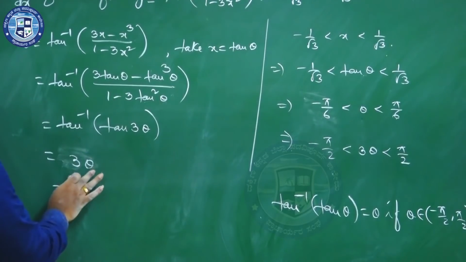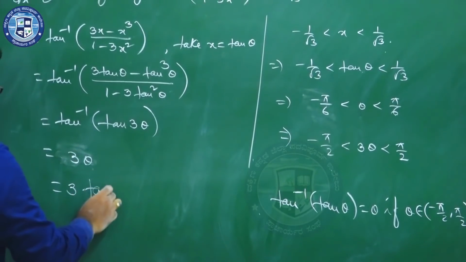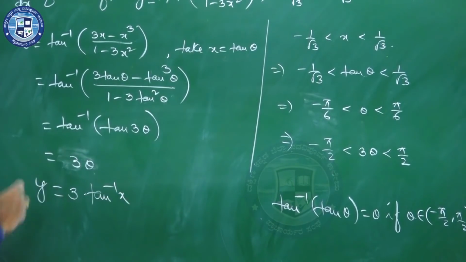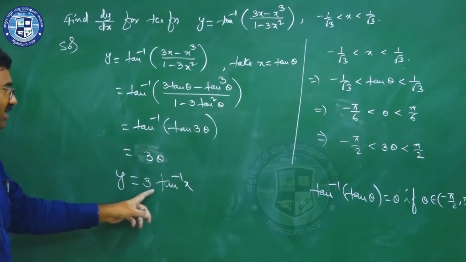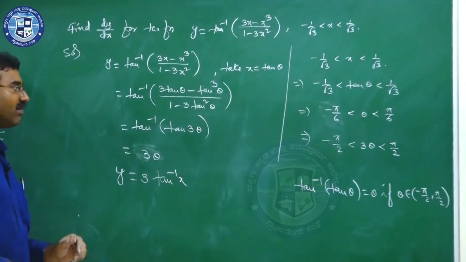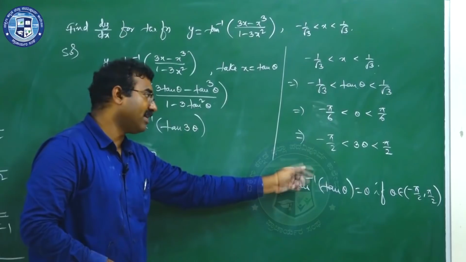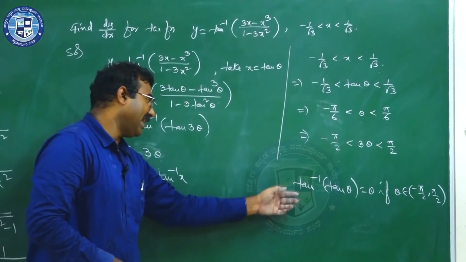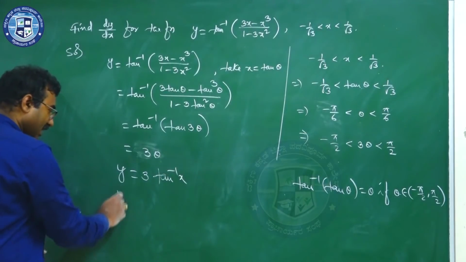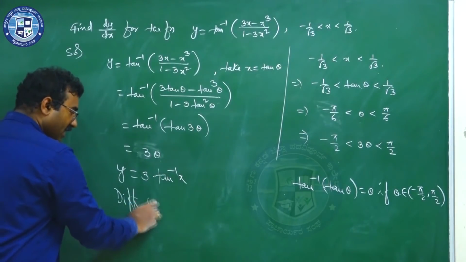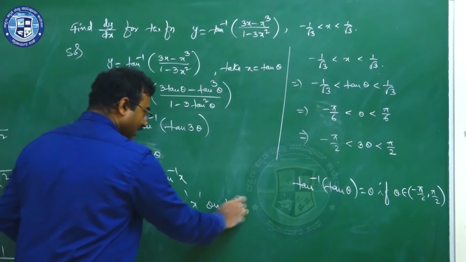3 times of, what is theta from here? Tan inverse x. So that means you are able to simplify the given function and it turns to a simple format: y is equal to 3 tan inverse x. Okay. So you need to write this condition on the right side every time, whatever condition they have given to you. And this is the formula we used. Now y is equal to 3 tan inverse x. Now we differentiate on both sides. In a single step we get the answer. Differentiate with respect to x on both the sides.